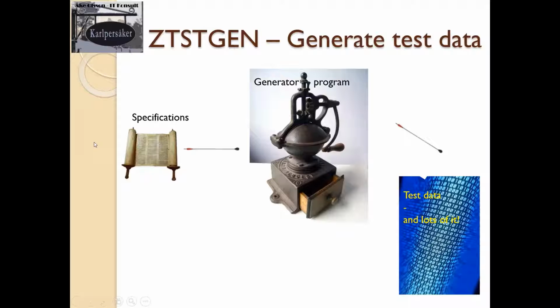the ZTEST gen, the generate test data. Based on your specifications, that is, you name a file and you define for each column in the file how the data for that should be generated. A generator program is created, and when you run the program you get test data and lots of it, and it's all formatted in the way you want it to be. So that is number 1.